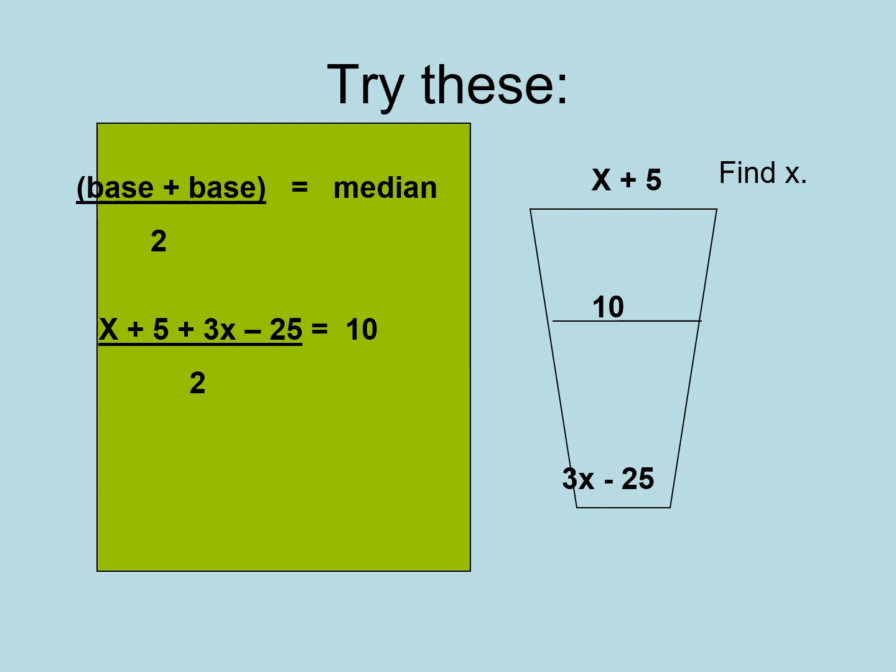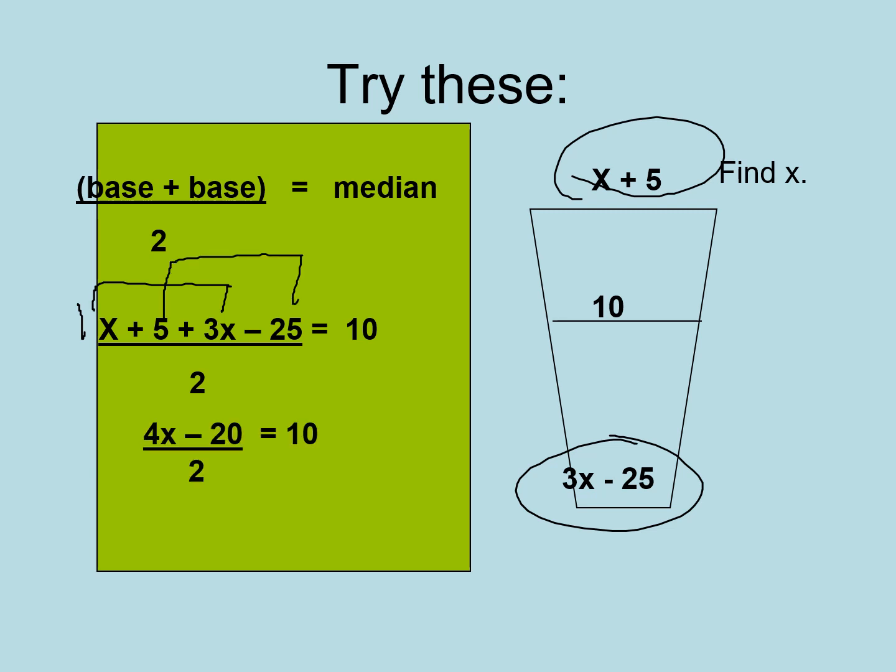Same formula, now plugging in the parts, x plus 5 and 3x minus 25. That's your bases. We're adding them up, dividing by 2, and it equals the median. So what do we do to work it? Combine like terms, 1x plus 3x, plus 5 and a minus 25, and 4x and minus 20. Same thing, get the 2 off the bottom, times that 2, times the 2. You're left with that, and then work out the math.